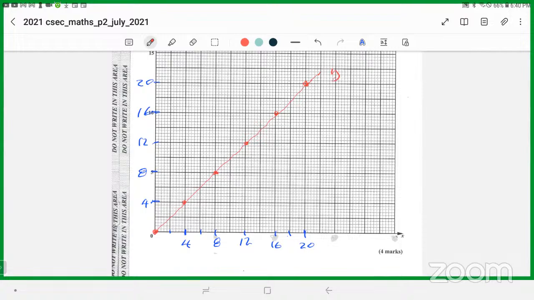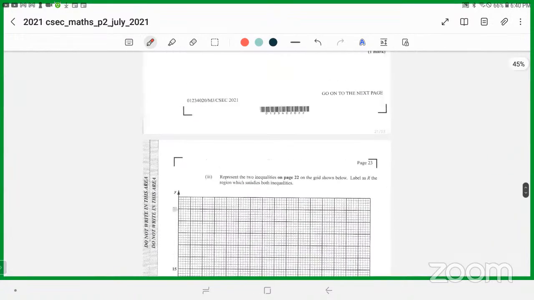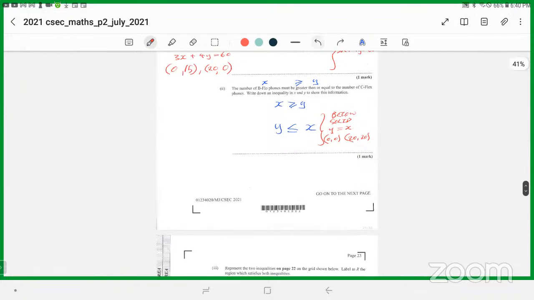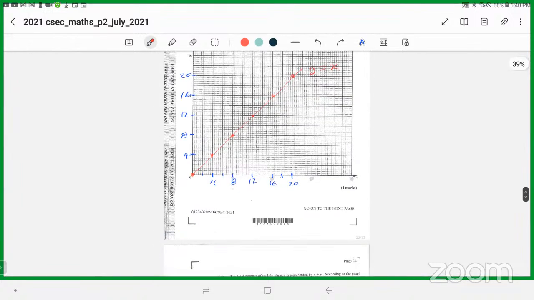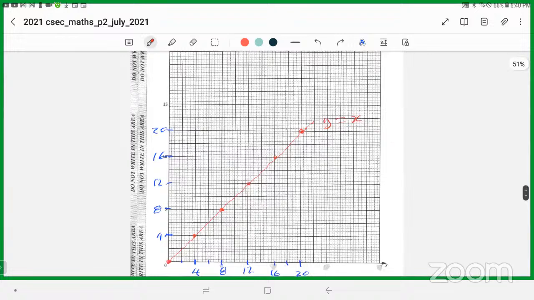Label the line with y equals x. I want below that line. Below, right? Below that line. So put the arrow pointing down, which means that the region that we want is under here.